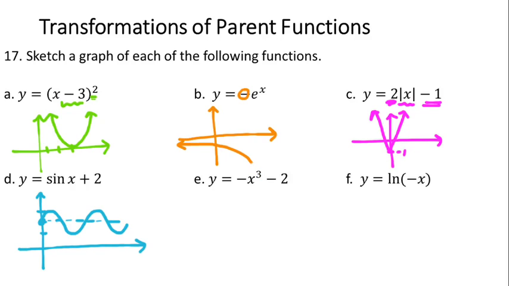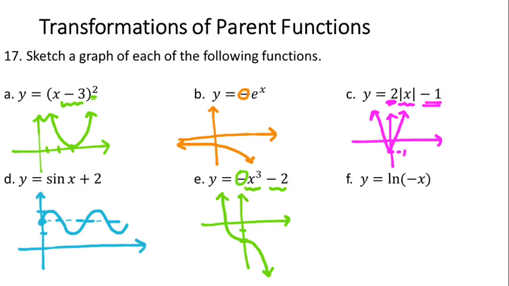Next up, we've got a cubic graph, cubic function, and I've got 2 transformations here. First of all, the negative here in front, which is going to flip the graph over the x-axis. The minus 2, that's going to move our graph down 2 units. So my inflection point is going to be down here at negative 2 instead of at the origin, and my graph is going to be decreasing instead of increasing like the parent function.